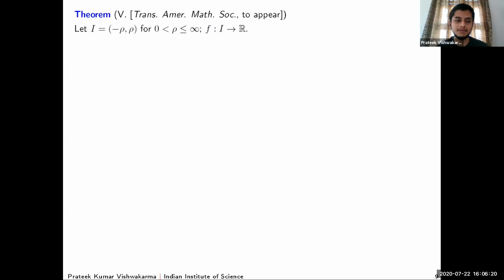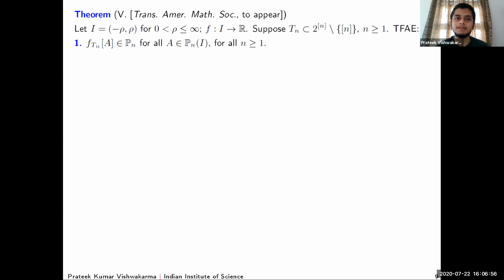Now, suppose f is a real function on the interval I, where I is the interval (-ρ, ρ) for ρ positive or infinity, and Tn is a given sequence for which each Tn is a subset of the power set of bracket n, such that none of the Tn's contain the set bracket n itself. This extra assumption on Tn is there to make sure that the function f is operating on arbitrarily large matrices, essentially to make sure that the classification that we obtain is of dimension-free character. Now, under this setting, the following are equivalent.